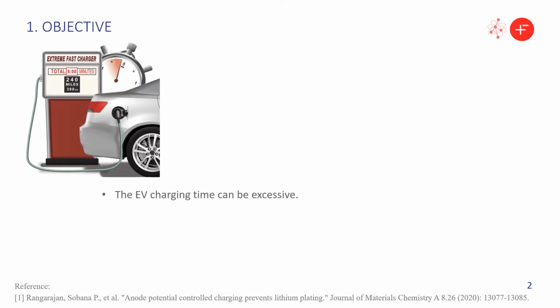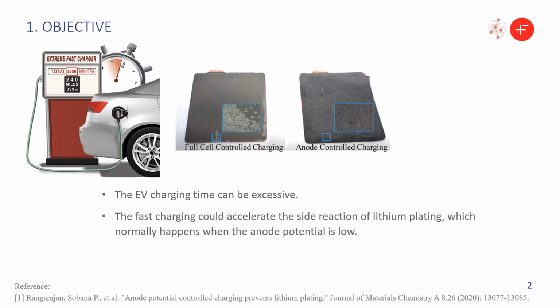In recent years, the electric vehicle has developed fast, but charging the battery normally takes several hours. The charging speed is limited by the material of the lithium battery, as a fast charge could accelerate the side reaction of lithium plating. From research literature, the side reaction normally happens when the lithium battery anode potential is low.